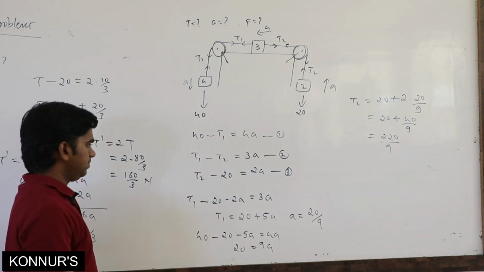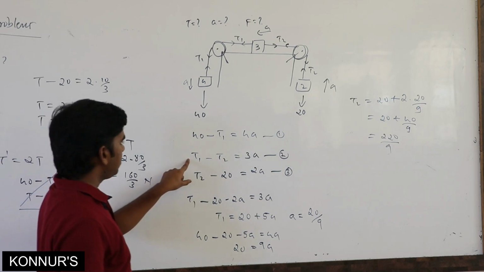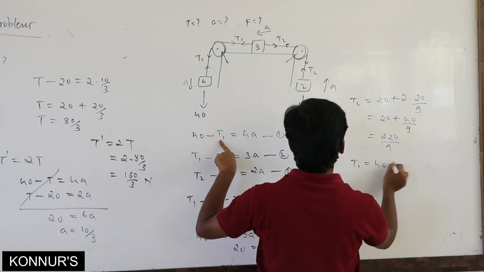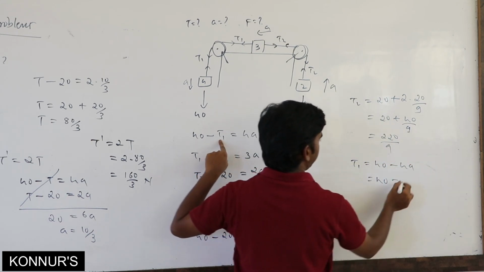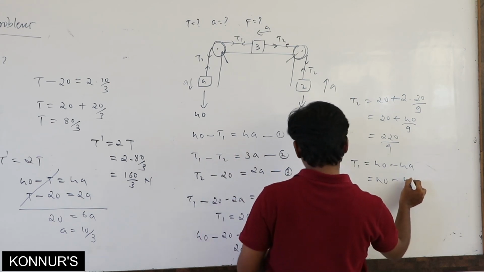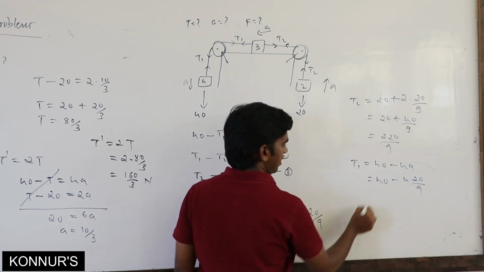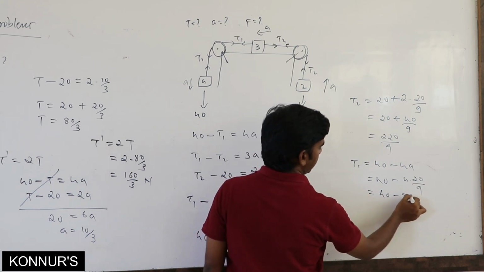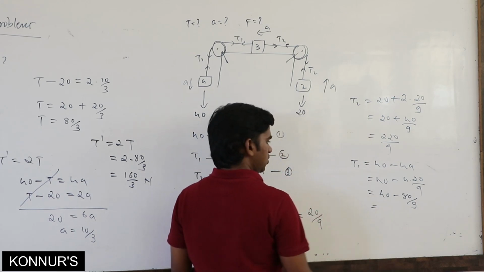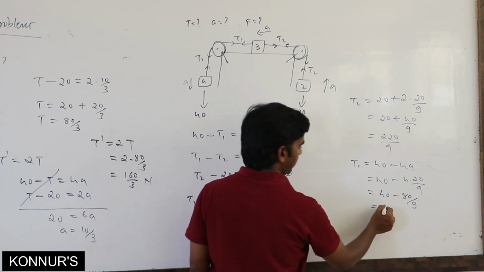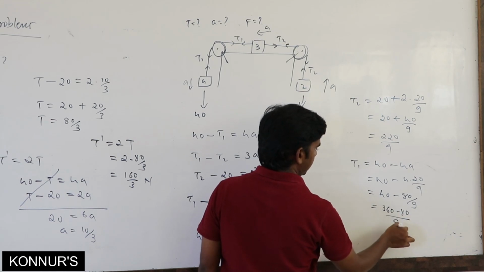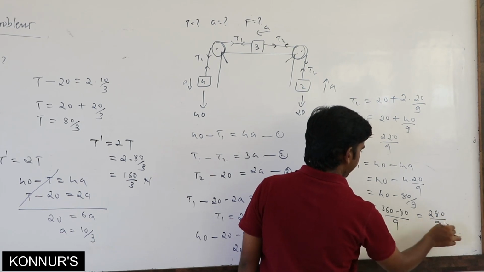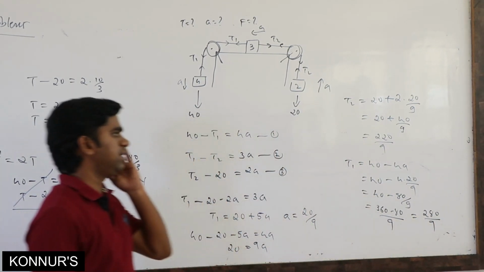Then what is the T1? T1 is 40 minus 4A. 40 minus 4 into acceleration, which is 20 by 9. So 40 minus 80 by 9. So 360 minus 80, divided by 9. This will become what? 280 by 9. This is what we are going to get as T1.